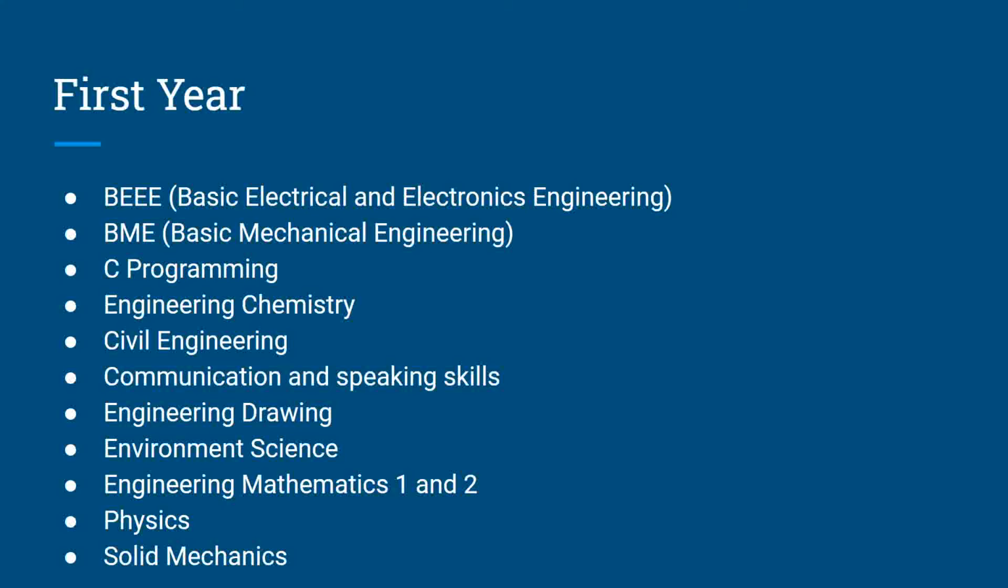engineering. So, you will be studying BEEE, that is Basic Electrical and Electronics Engineering, BME, that is Basic Mechanical Engineering, C Programming, which is the gateway to Computer Engineering, Engineering Chemistry, Civil Engineering, Communication and Speaking Skills, Engineering Drawing, Environment Science, Engineering Mathematics 1 and 2, and Physics, and then Solid Mechanics, which will come in handy in civil engineering.